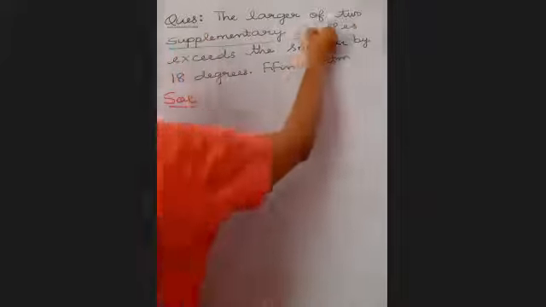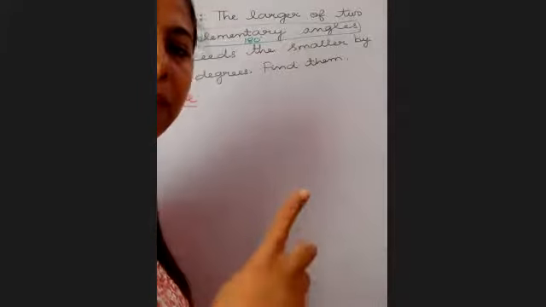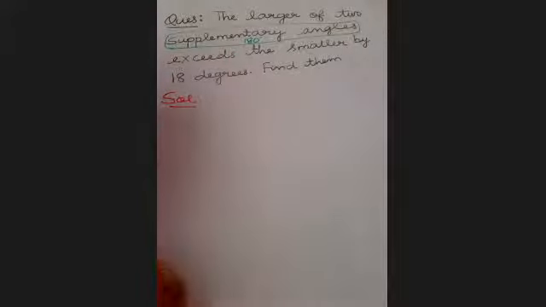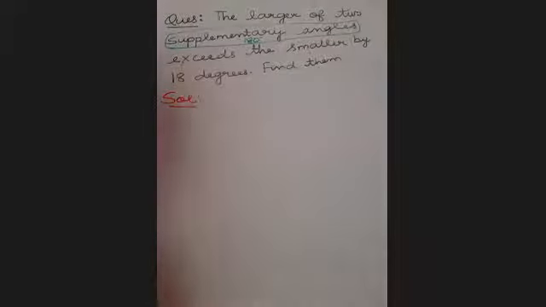The larger of two supplementary angles. Now, children, first of all, what do we mean by supplementary angles? Two angles having sum 180 degrees are called supplementary angles. The larger of two exceeds the smaller by 18 degrees. Find them. Now, children, here, find them stands for what? Them stands for the two angles.